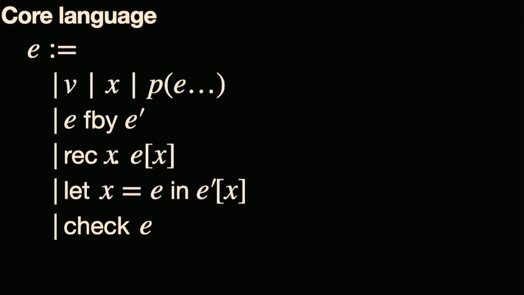So this is a little embedded DSL in F star. It's very simple. It has values and variables and primitive applications. It also has this follow by for delayed streaming primitives. And it has a guarded form of recursion for streaming recursion. And let expressions and assertions for checking things.